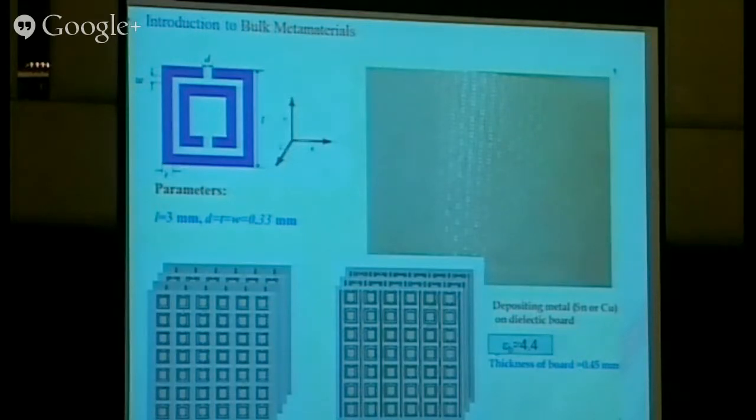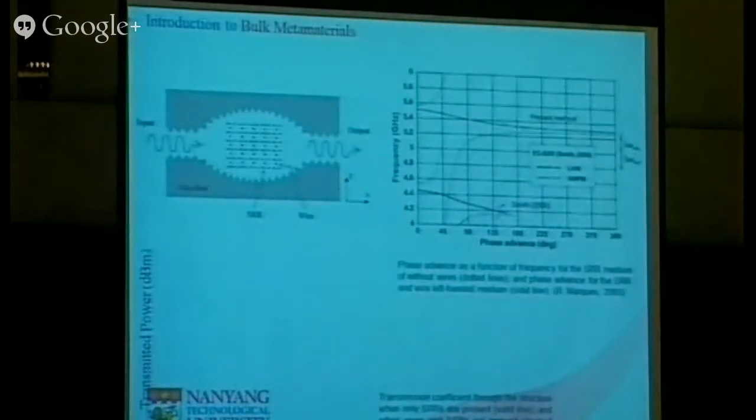This is the way Baena approached it, with an array of split ring structures. This is the one which we made on a dielectric board with a dielectric constant of 4.4 and a thickness of 0.45 mm. And these are the optimum dimensions that he finally realized for very good stop band suppression. This was done around the beginning of 2001 or 2002.